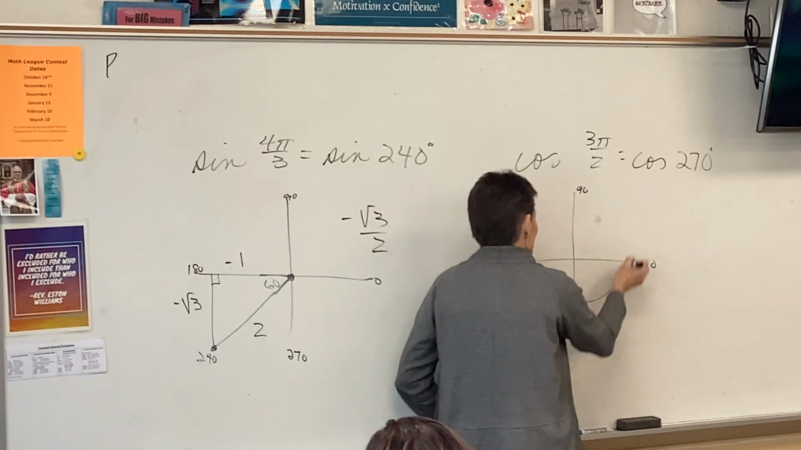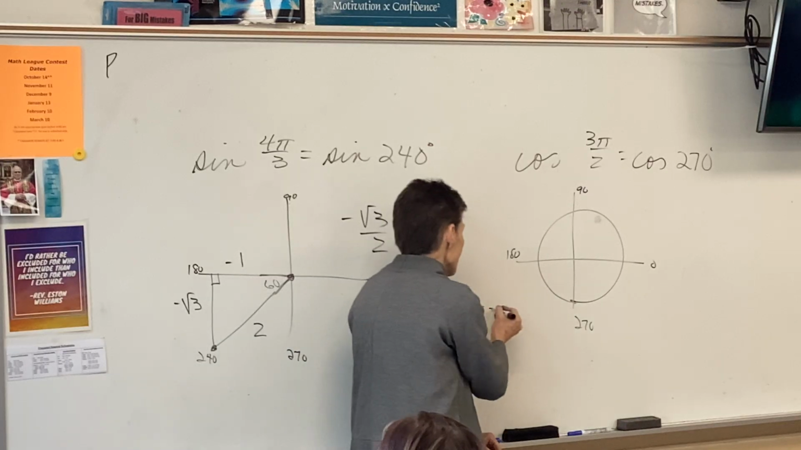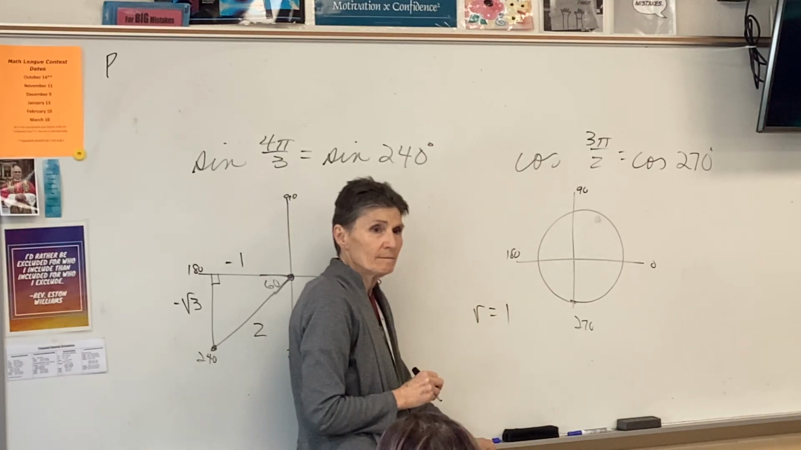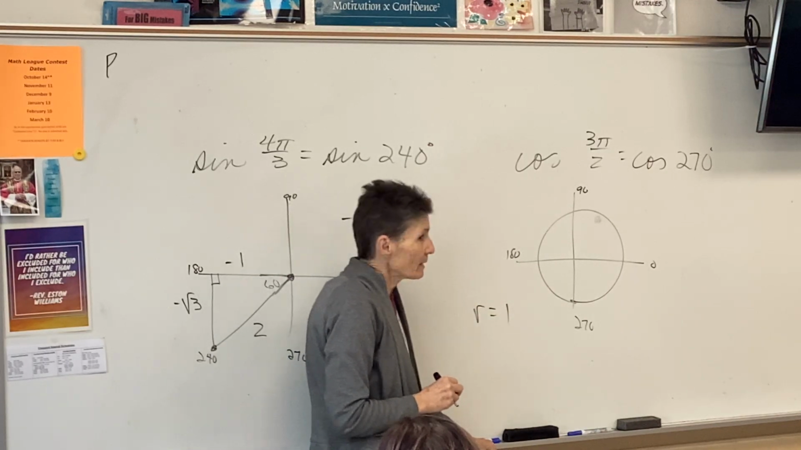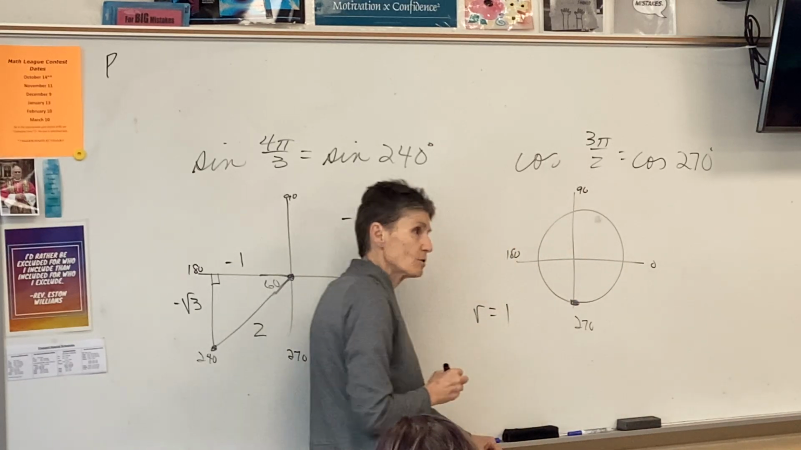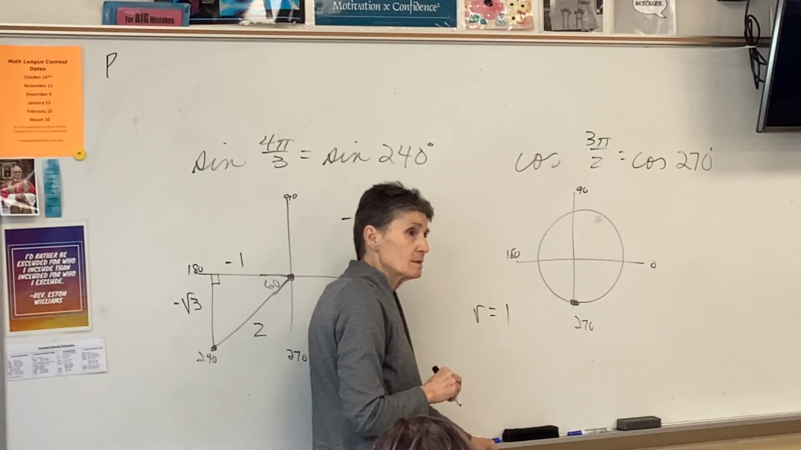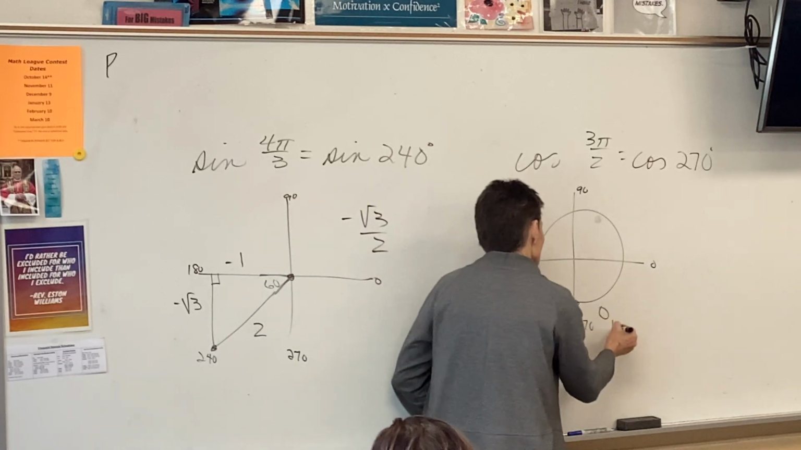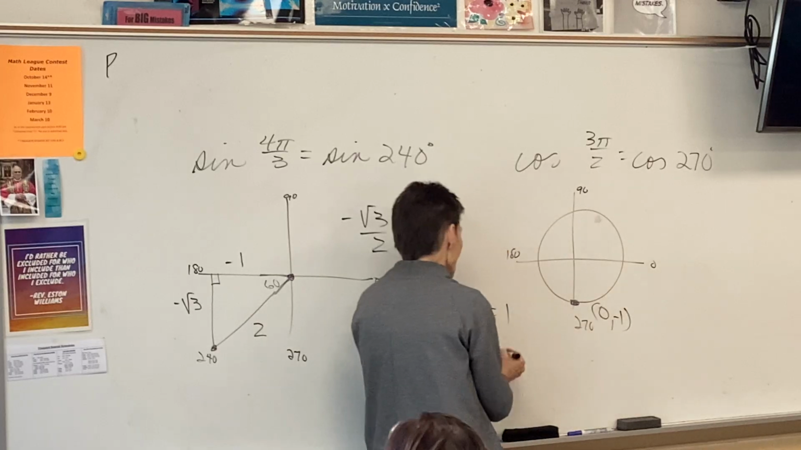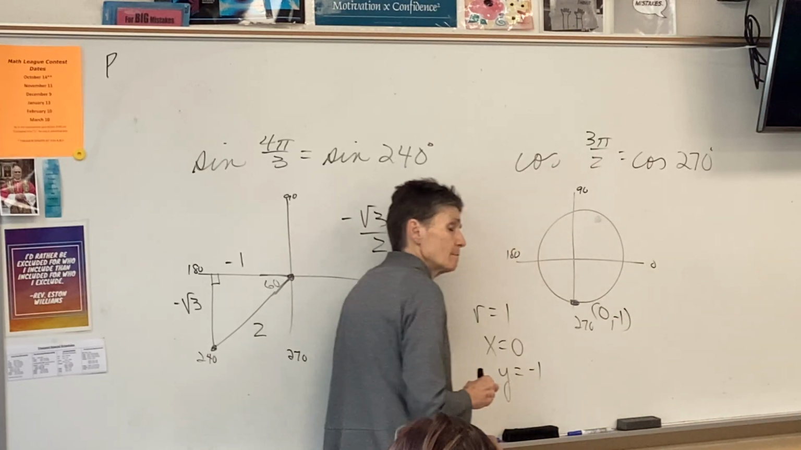So I'll draw a circle with a radius of 1. And then I'm gonna use my common sense. What are the coordinates of this point right here? There's no magic. I'm going straight down 1. 0, -1. So my x is 0 and my y is -1 from that point.